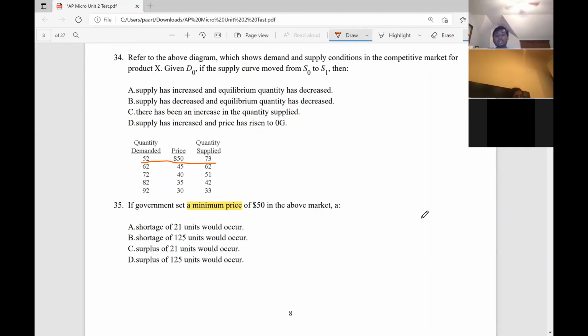So we can supply 73, but we demand 52. So it's like we have so much supply. We have 21 supply left over, right? We can supply 21 more of the good because people only want 52 of it. So in that situation, the answer would simply be C, right? Does that make sense? Yeah. Okay.